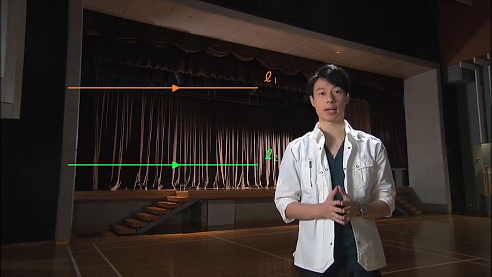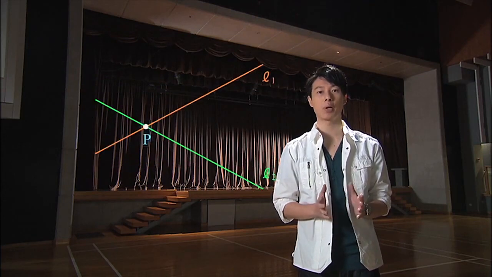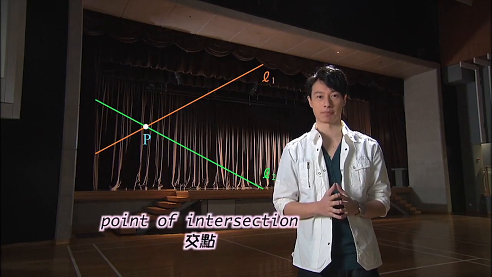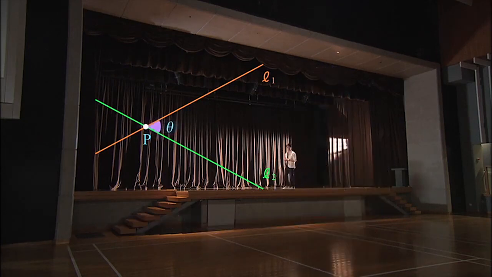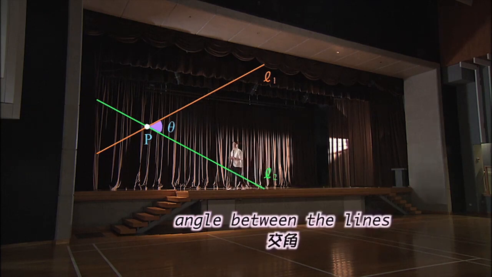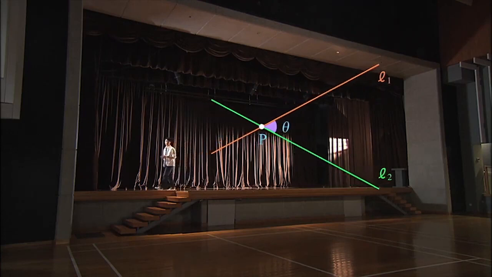If two straight lines are not parallel to each other, they intersect at a point. The point where two straight lines intersect is called the point of intersection. The angle theta formed between two intersecting lines is called the angle between the lines. In practice, an acute angle is used for the angle between the lines.